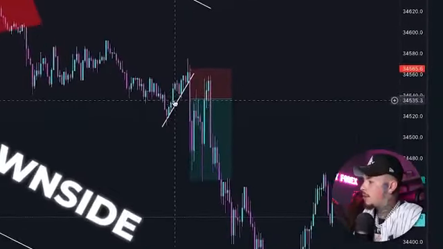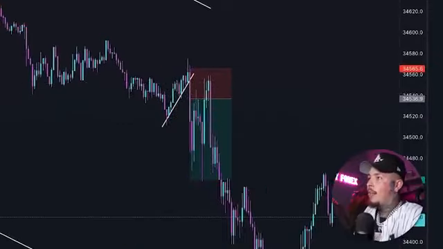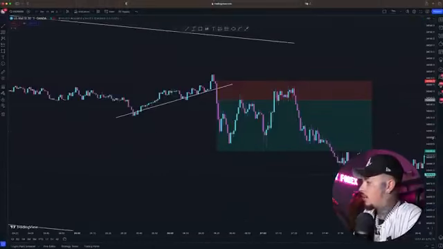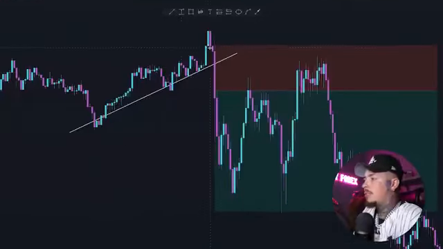Look at this little relapse right here. It's coming up a little bit, but then it breaks again. What that tells me is it's a weak market. It's a market that's trying to go up here, but it just can't. Check this out. Price starts to break below.